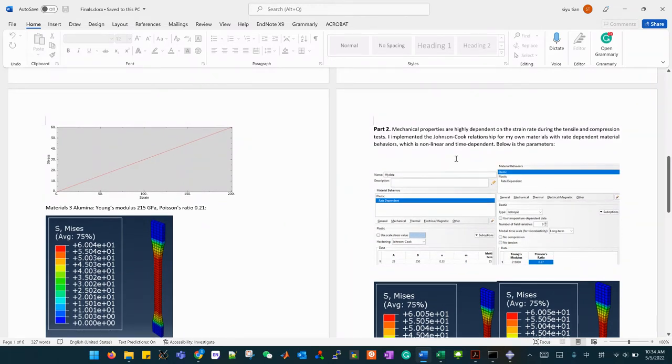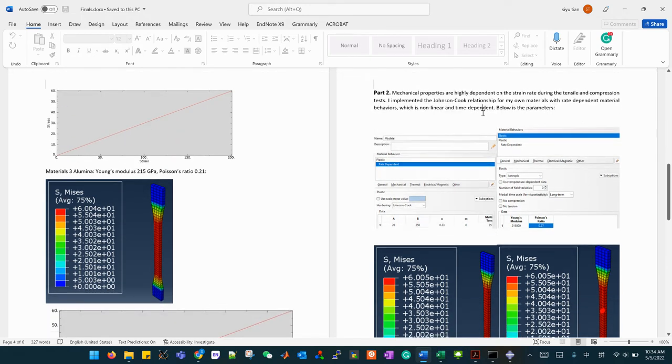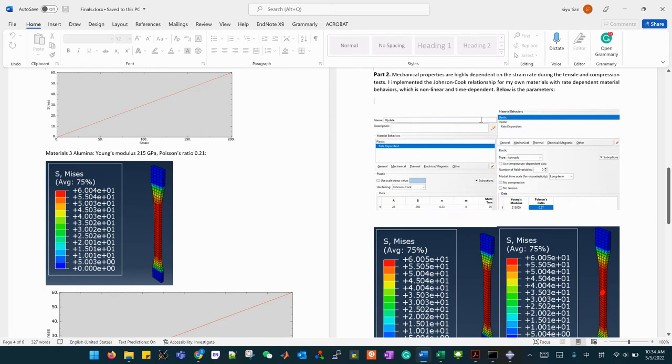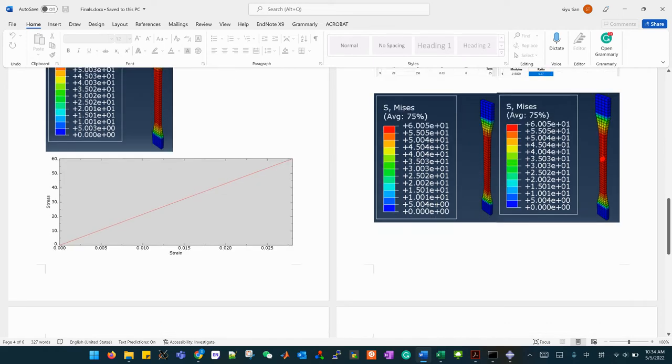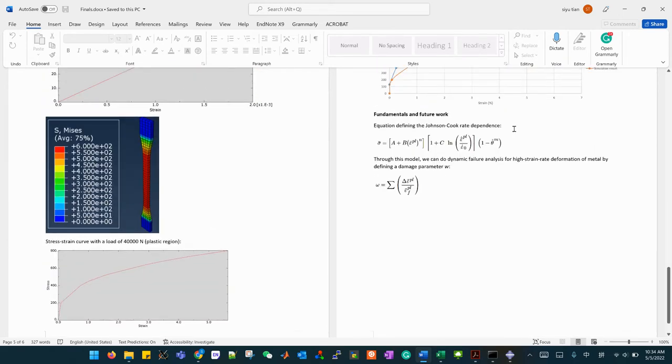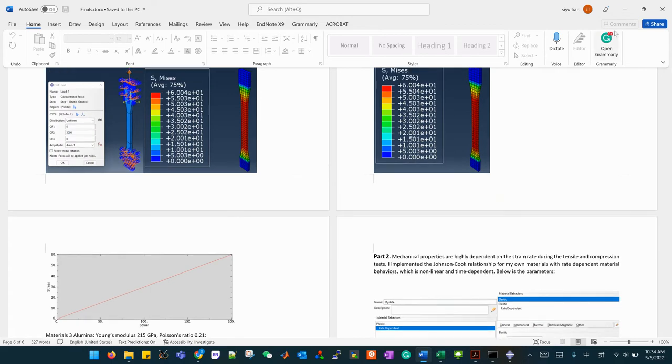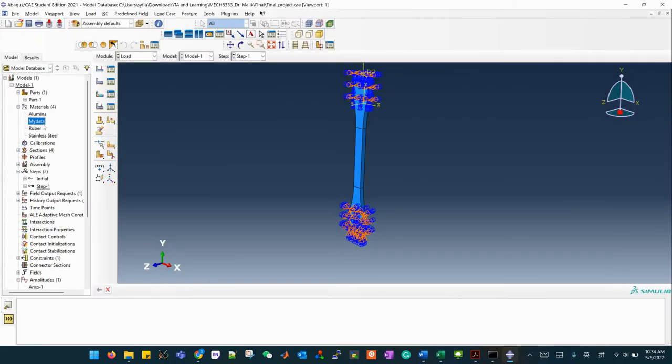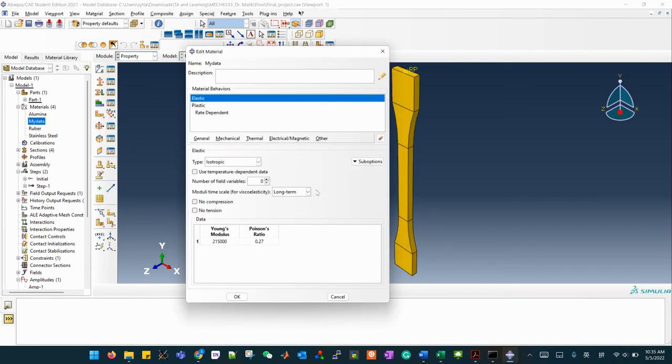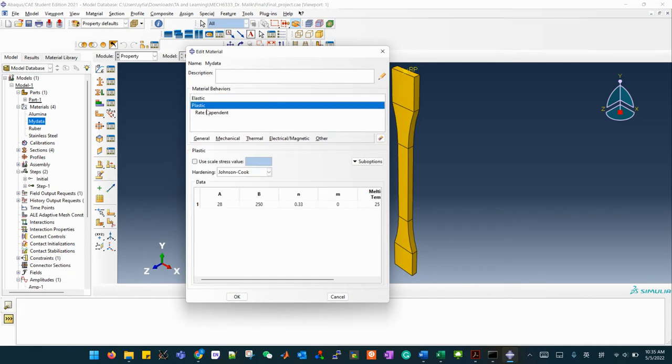I'm actually considering the time rate dependent mechanical properties of my own materials. So I did a fitting from my experiment results, and you can get different parameters from the Johnson-Cook rate dependence equation. You input those parameters into the model, and then you get simulation results, which are shown here for the plastic rate dependent behavior.